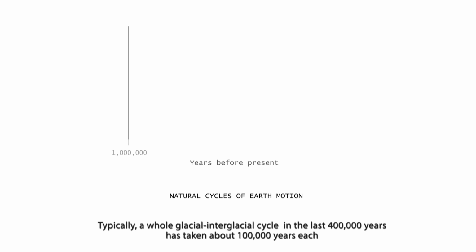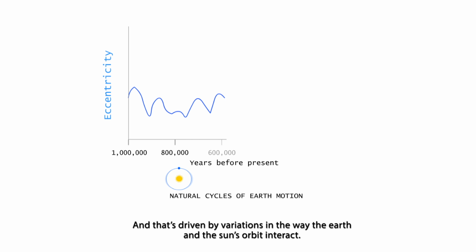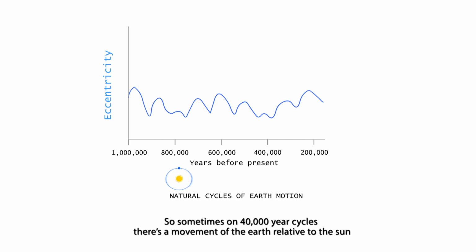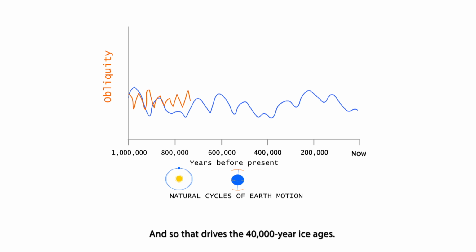Typically, a whole glacial interglacial cycle in the last 400,000 years has taken about 100,000 years each, so there have been 4 of them. And then before that, they were more frequent. They were every 40,000 years or so, and that's driven by variations in the way the Earth and the Sun's orbit interact. So sometimes on 40,000 year cycles, there's a movement of the Earth relative to the Sun that means parts of the Earth are actually nearer the Sun and then further away on 40,000 year periodicities, and so that drives the 40,000 year ice ages.